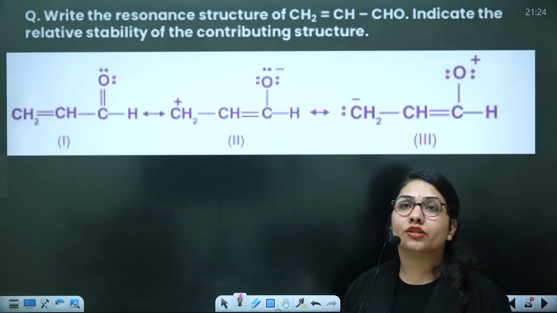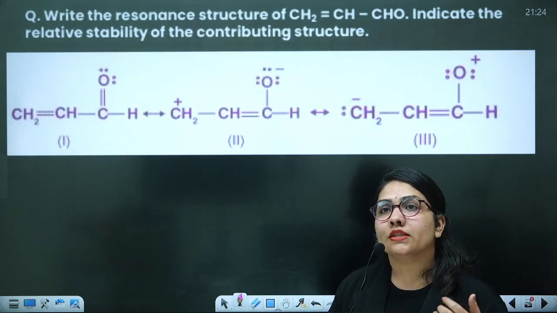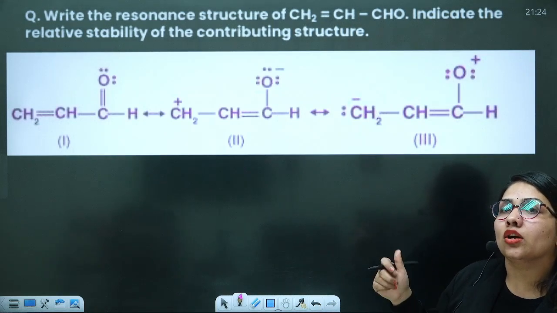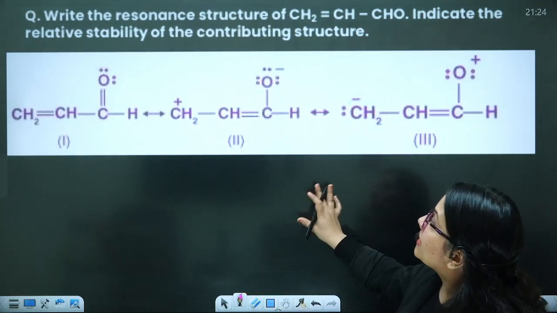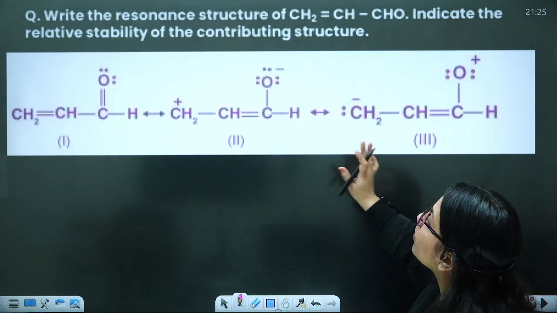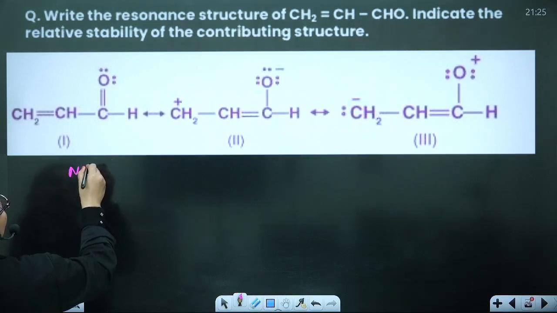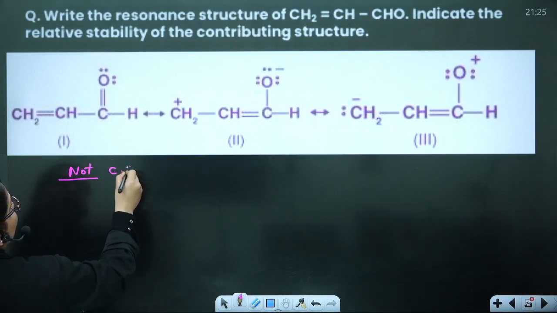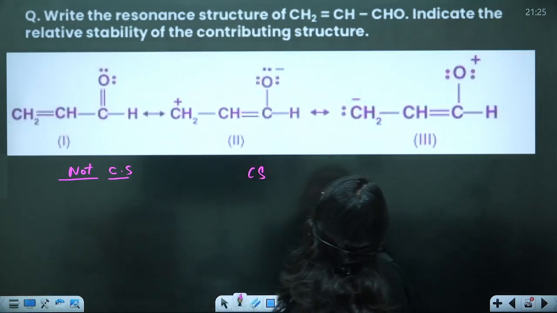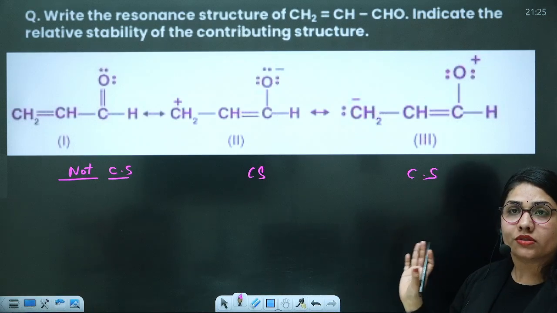Now see one question. Write the resonance structures of CH2CH, and indicate the relative stability of the contributing structures. You can see the contributing structures, kindly observe them. This is the structure which has no charge separation, this is a structure which has charge separation, and this is also a structure which has charge separation. You are able to see this properly.